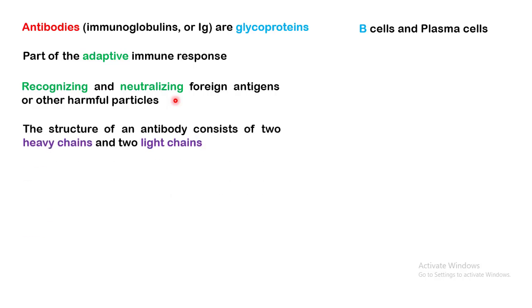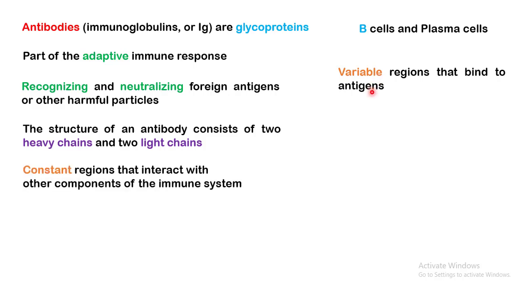We discussed the structure of the antibodies, and I've told you that the structure of an antibody consists of two heavy chains and two light chains. In the structure of the antibody, you are going to see the variable regions, which are responsible for binding to the antigens, and the constant region that interacts with other components of the immune system like the complement system.